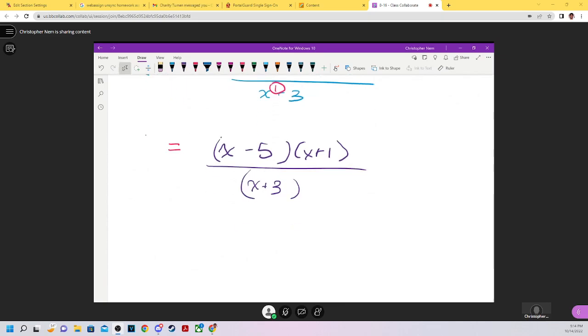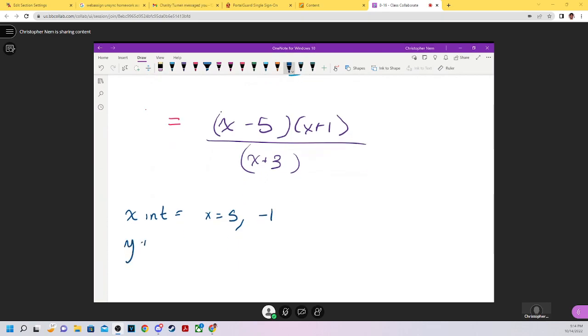Now, to calculate the x-intercepts, remember, they're the zeros of your numerator, because 0 as your numerator will make your entire fraction equal to 0. So it's equal to 5 and negative 1. Those are your x-intercepts. Your y-intercept, well, you have to plug in 0 for x. So what is r of 0? It's going to be negative 5 times 1, that's negative 5, divided by 3, that's negative 5 over 3.